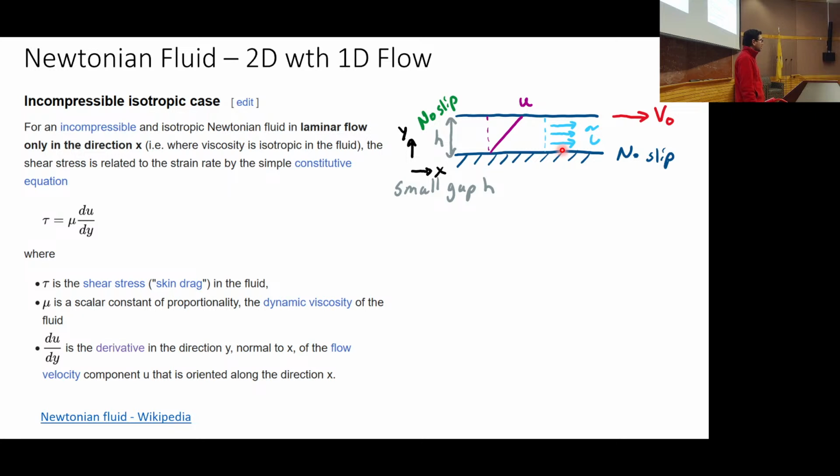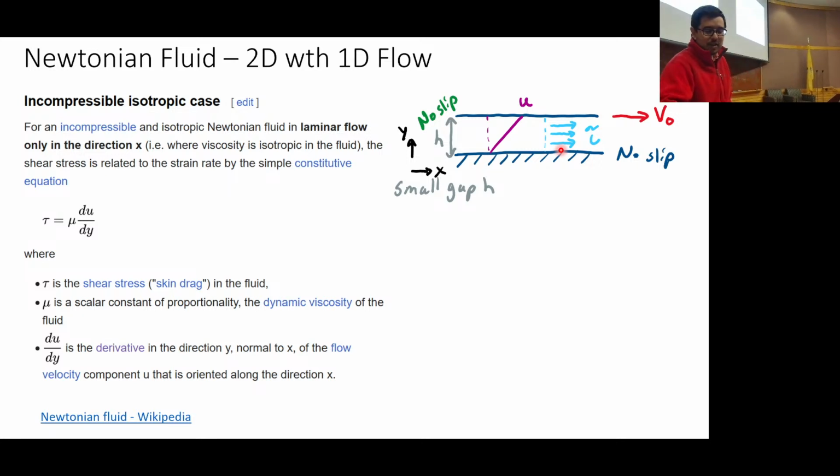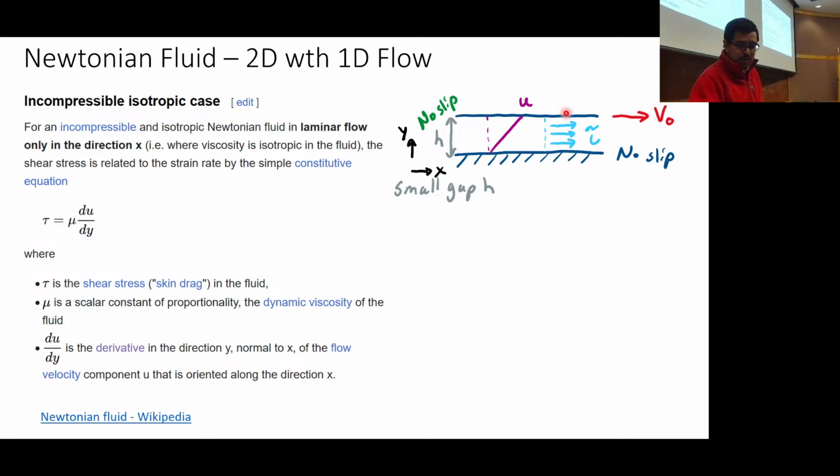It might not be the clearest depiction, but I tried to make them both light blue. All right, so what I'm trying to say is that the shear stress is constant at any y.